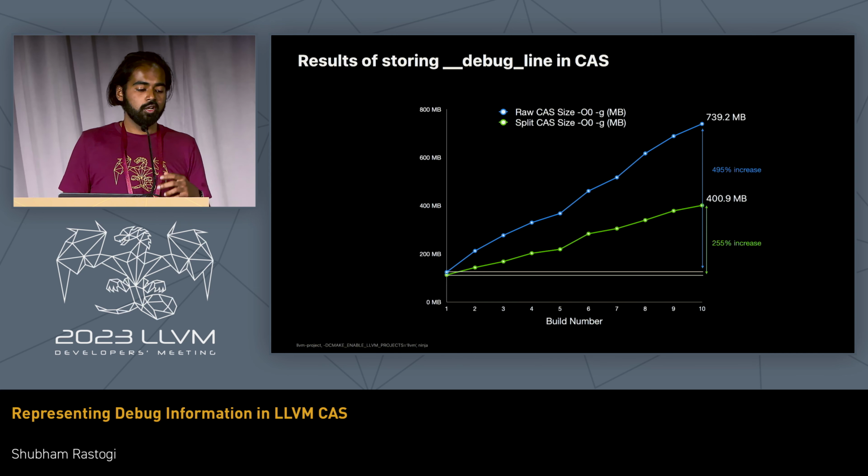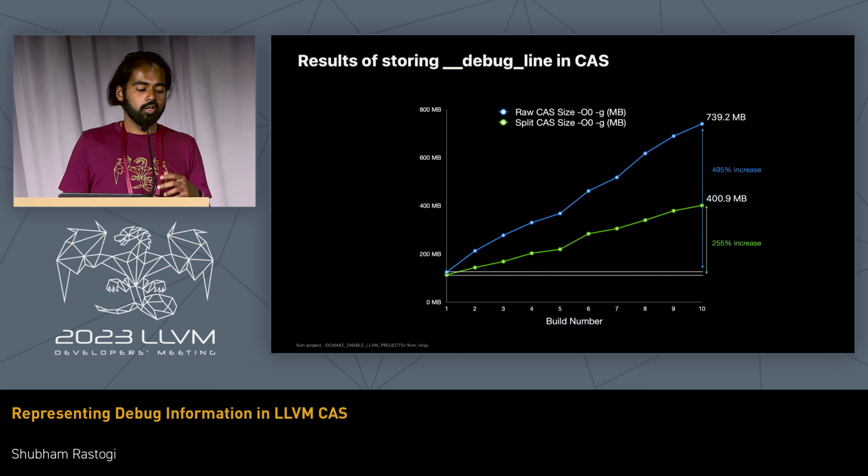The debug abbreviation section has these things called abbreviation codes. These numbers do not deduplicate and are not stored. The good thing about them is that they can actually be generated when we serialize the object file. So we actually don't need to store them at all. So we get some space savings out of that as well.